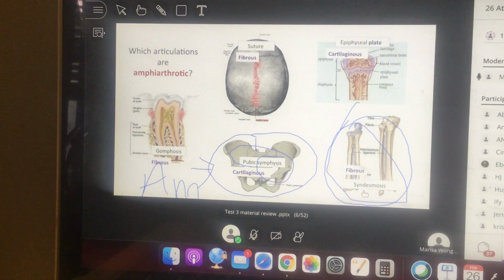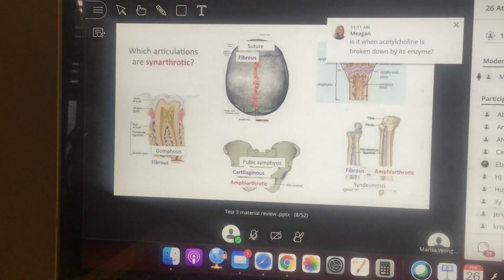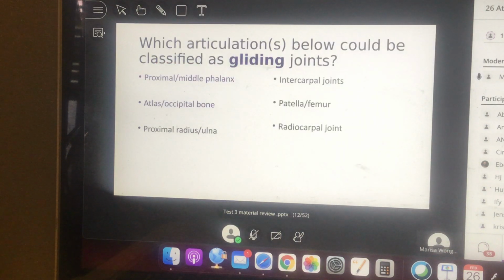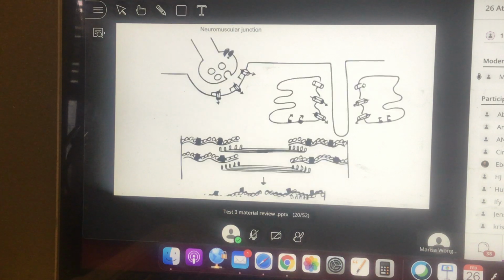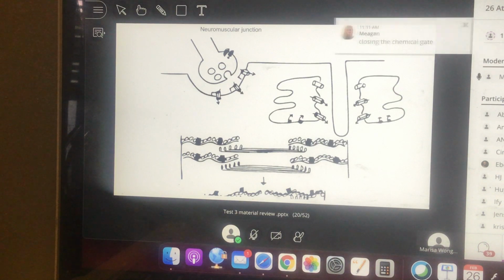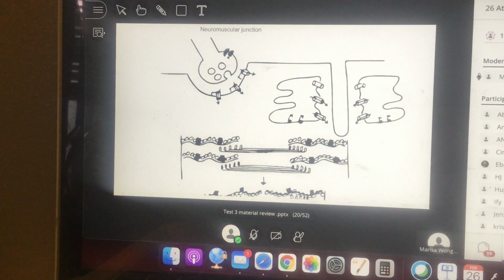Sure, we can relate it to sodium. Let me just actually pull up the... Yeah, this is a good chance. This is a good time for us to just go through the... Sorry, this is all of our chapter 9 stuff. This is a good time for us to just go through the neuromuscular junction. So, you're correct, Megan.